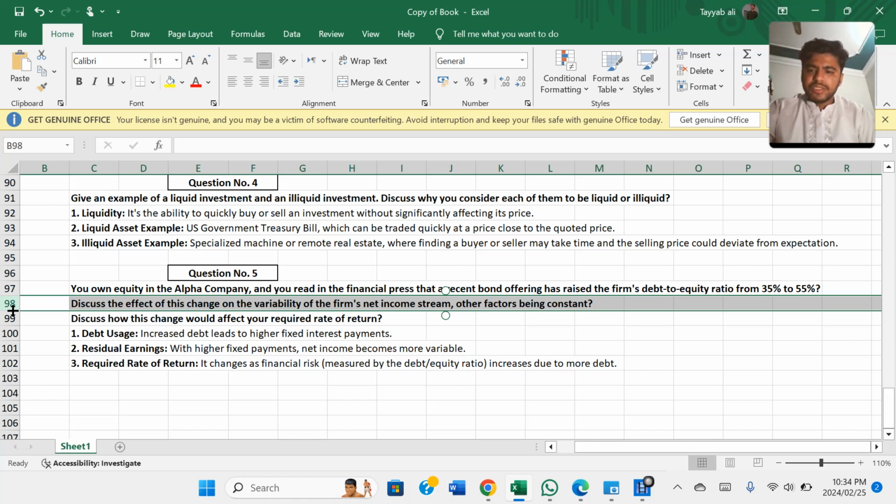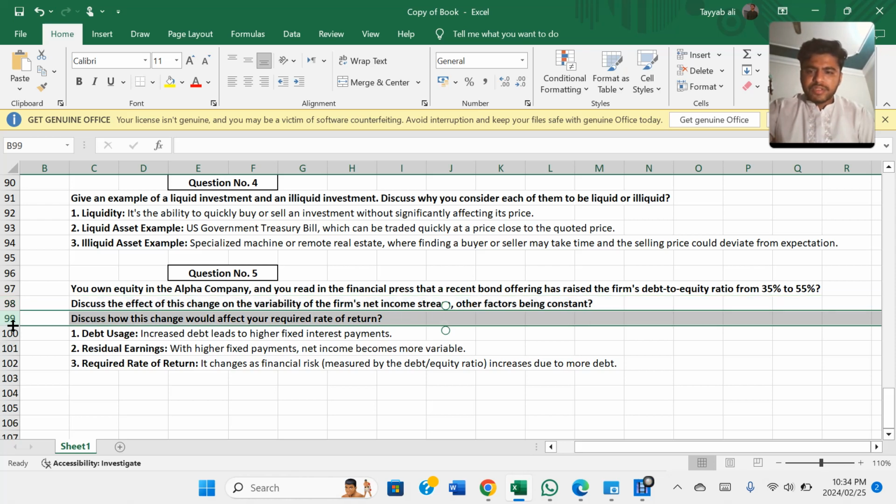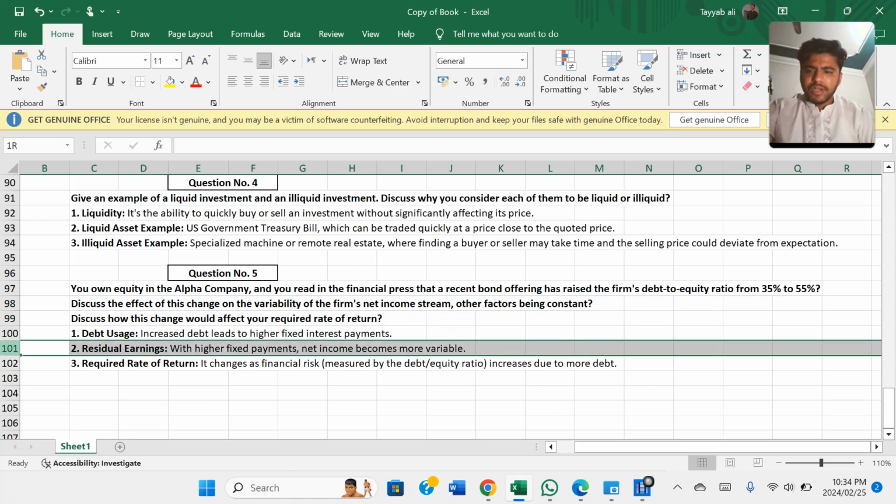Debt usage, residual earnings and required rate of return. Debt usage: increased debt leads to higher fixed interest payments. Residual earnings: with higher fixed payments, net income becomes more variable. Required rate of return: it changes as financial risk, measured by the debt to equity ratio, increases due to more debt.